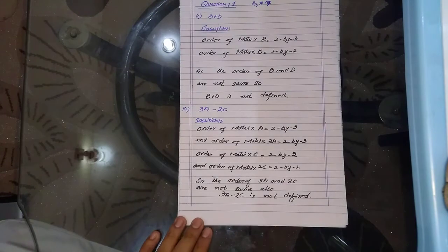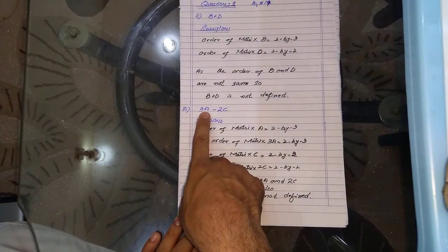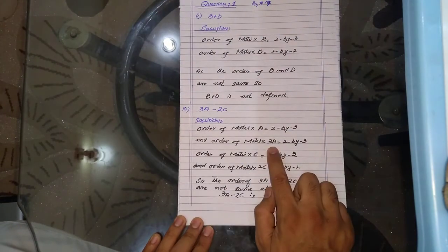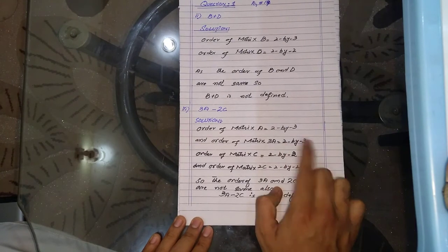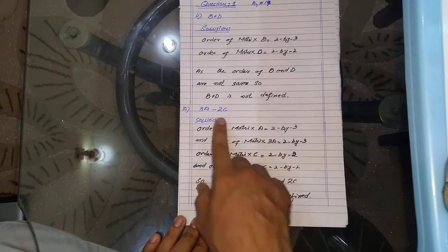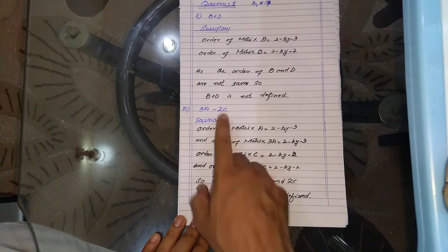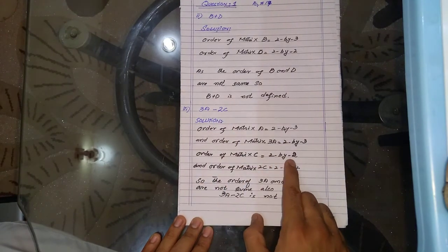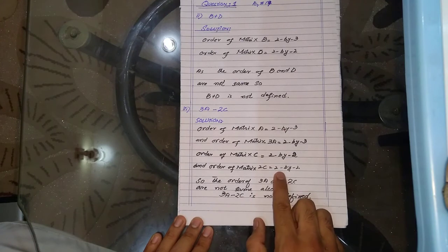So look here, student, by multiplying 3 with matrix A, whatever the order of A is, there will be no change in its order. Similarly, now what is C? The order of C was 2 by 2. Then what is the order of 2C? It will again be 2 by 2.